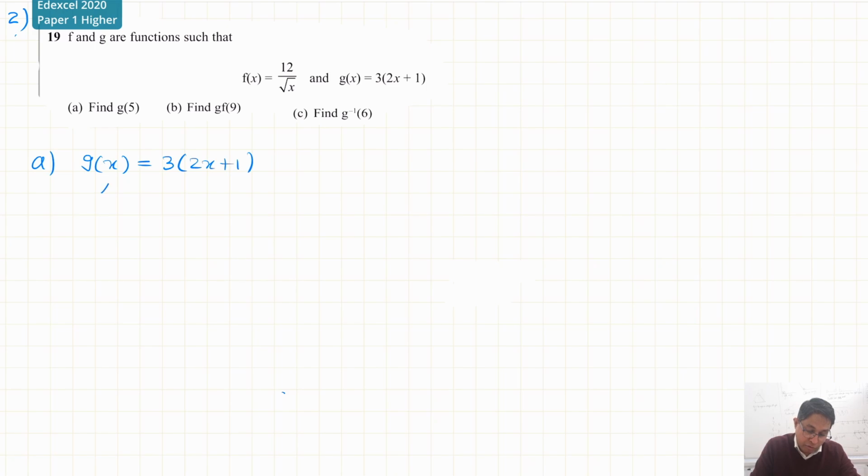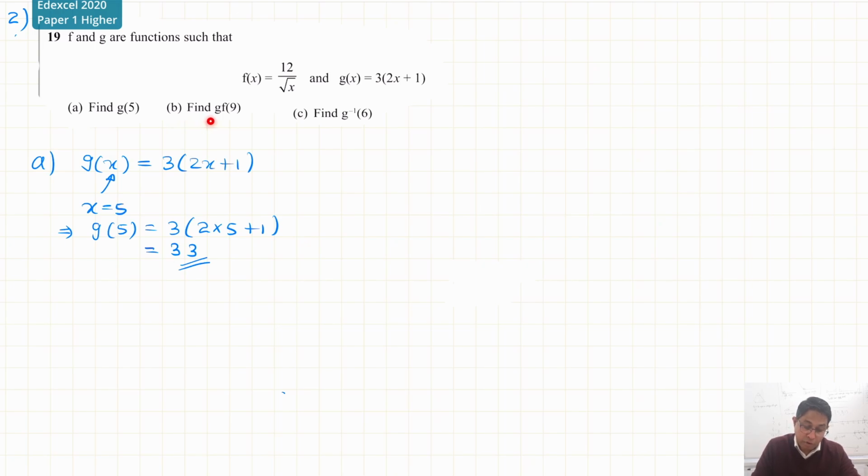To find g of 5, you have to substitute x equal to 5 into the function. That would give you g of 5 equal to 3 bracket 2 times, substitute x as 5, plus 1. You can simplify this. Inside the bracket we have 2 times 5 is 10 plus 1, 11, times by 3, that gives us 33. So g of 5 equals 33.